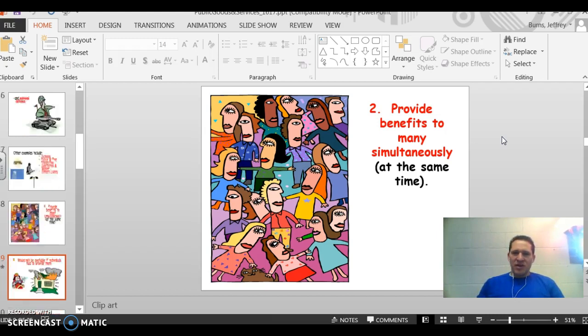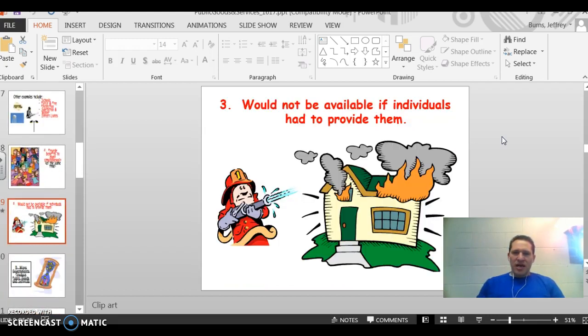Okay, and then number 3, if we didn't have these, they may not be available if individuals had to provide them. I mean, you might just provide something for yourself, but you wouldn't provide it for everybody at the same time. That's why we have a mixed economy, and that's why our government gets involved with these public goods and services. Okay? But the question is, how are they going to get money to provide these services?